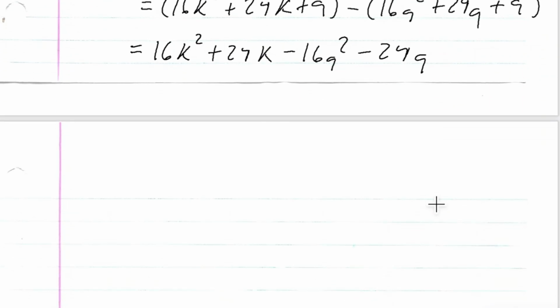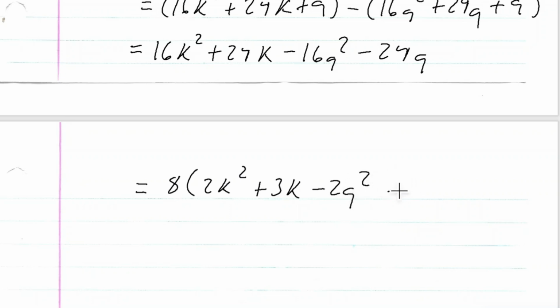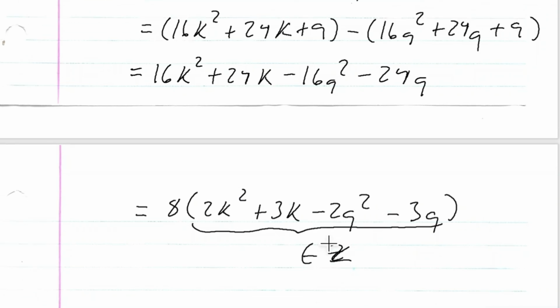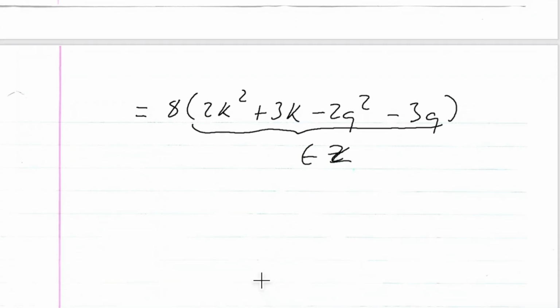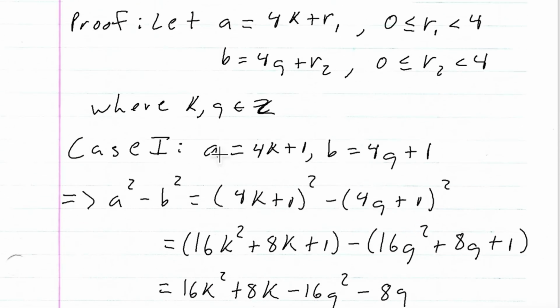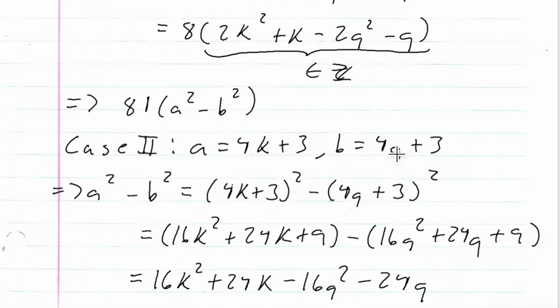And then, of course, let me go ahead and go to this next line. We can take an 8 out of this, right? So this will be 2k squared plus 3k minus 2q squared minus 3q. And of course, this is an integer. So we have a squared minus b squared is equal to 8 times an integer. So this means that 8 divides a squared minus b squared when we have a and b being of the form 4 times an integer plus 3, right?